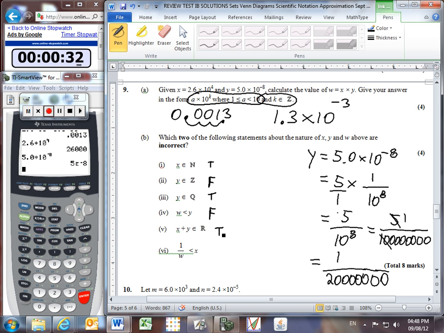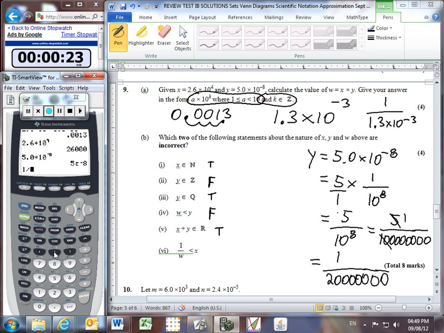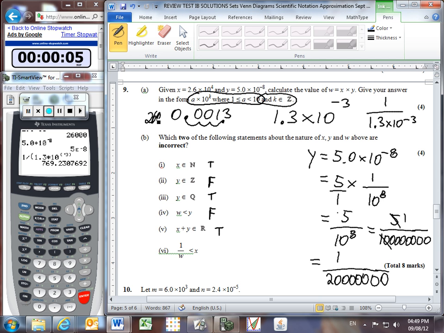So imagine doing 1 over your w value that you calculated. Is that less than x? So that's 1 divided by, and let's put it into parentheses so the whole thing is part of the denominator, to the power of negative 3. And that gives us 769. Is that less than x? Well, yeah, we calculated that x was going to be 26,000 when we moved over the decimals. And so this one's true. Clearly the answer is 2 and 4.